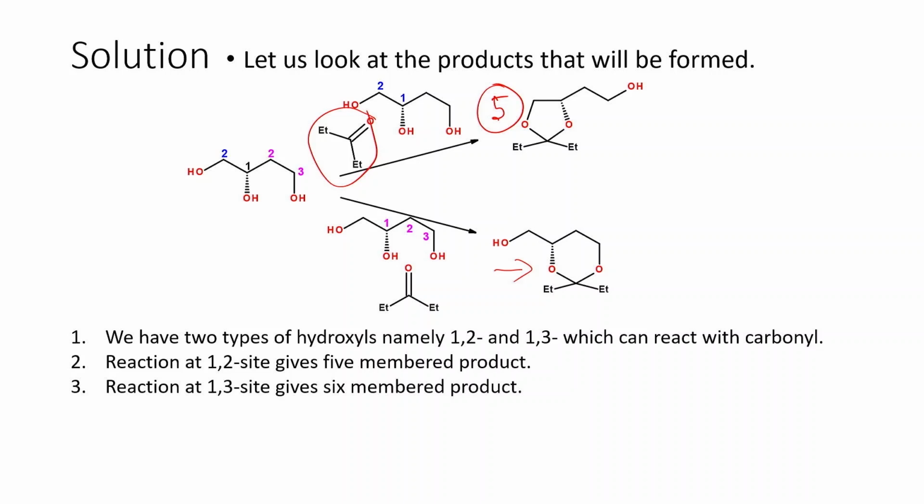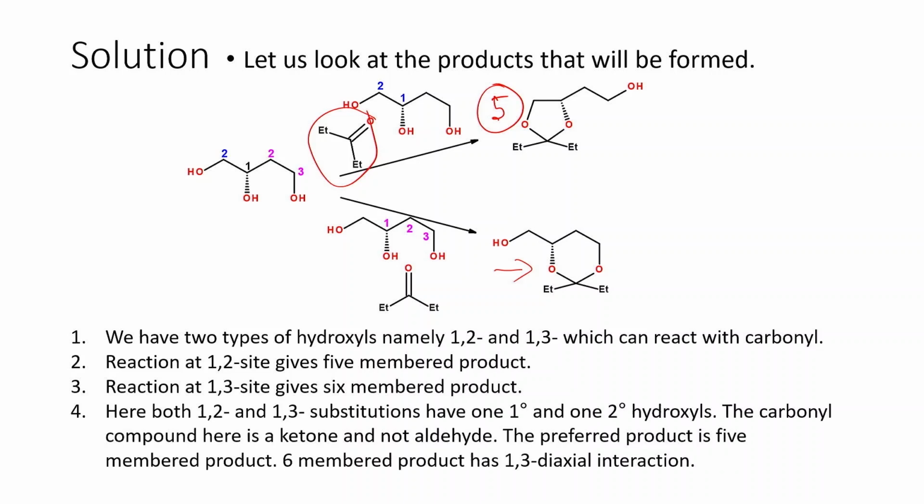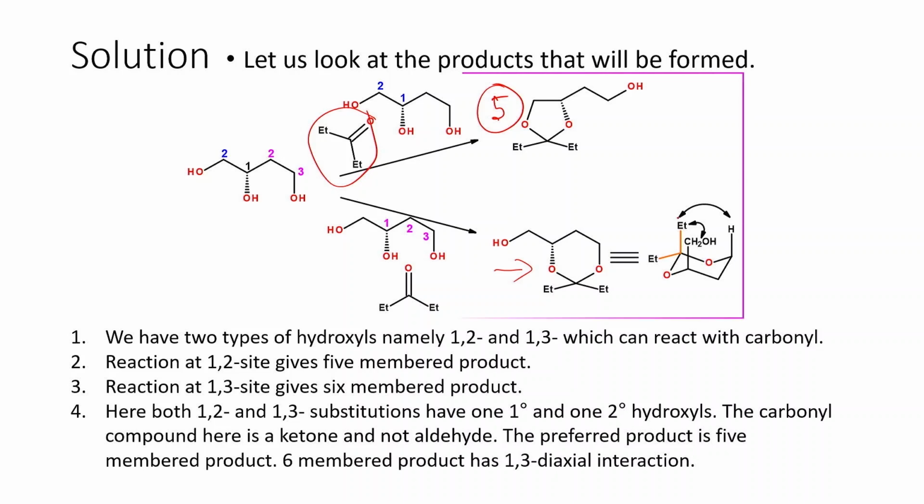If we draw the 6-membered ring in the cyclohexane chair conformation, then we will actually find it out. There is a 1,3-diaxial interaction happening in this particular system. So we have two 1,3-diaxial interactions happening, which is quite unstable. Due to that reason, the 1,3-diol protection does not proceed further, and we only end up with the 1,2-diol protection.